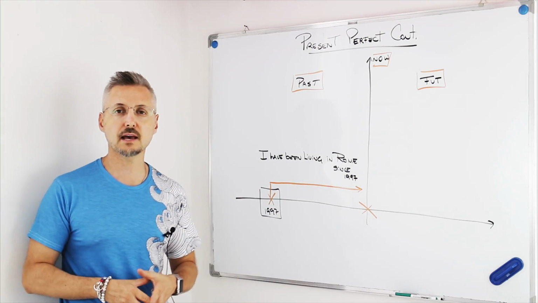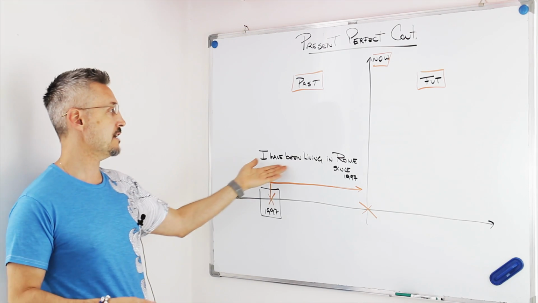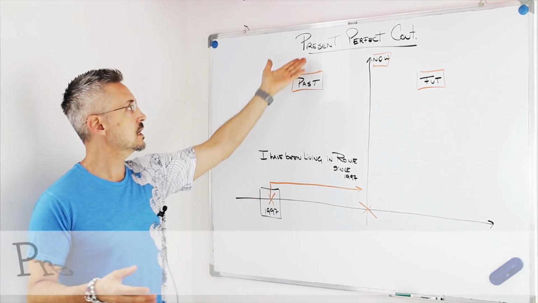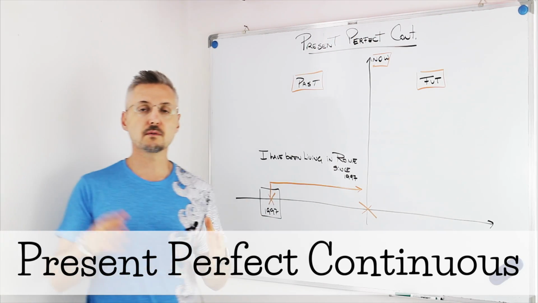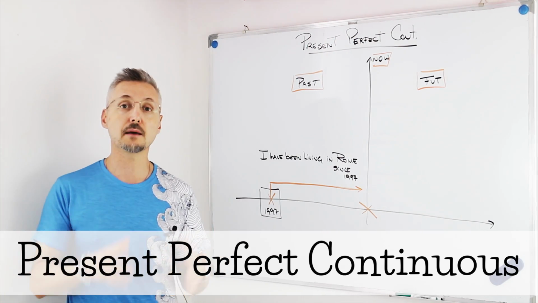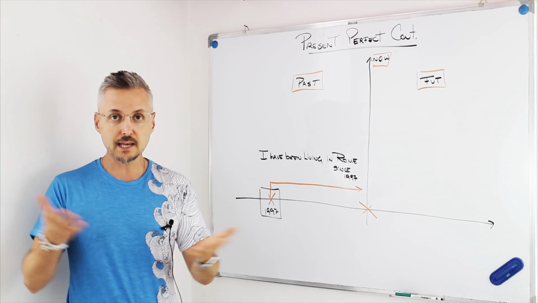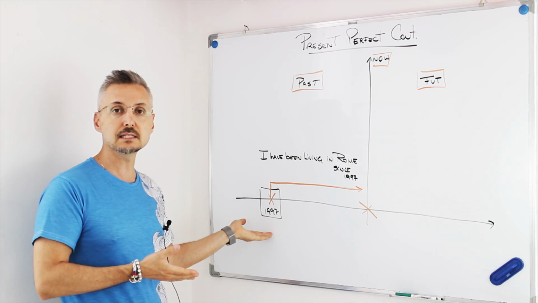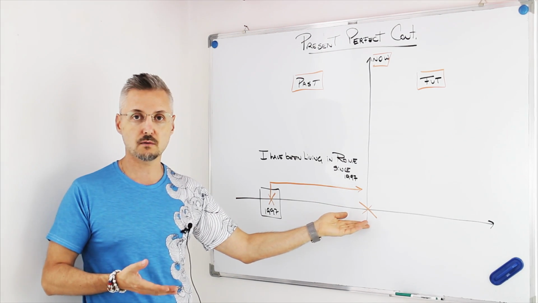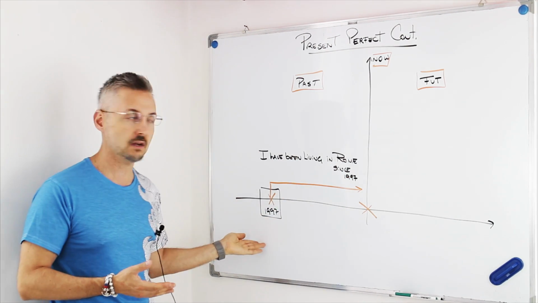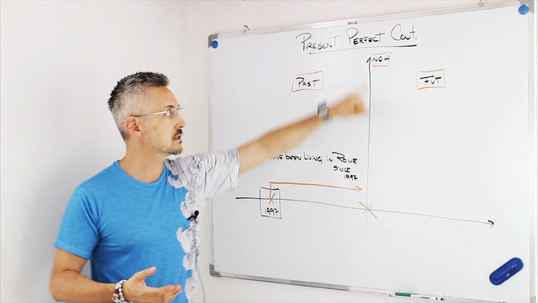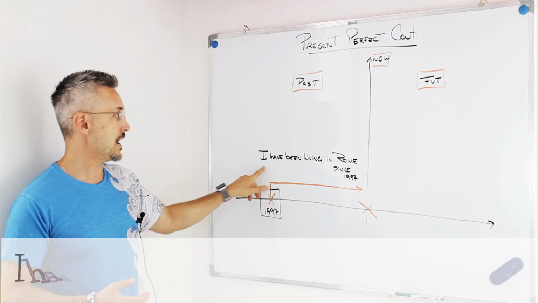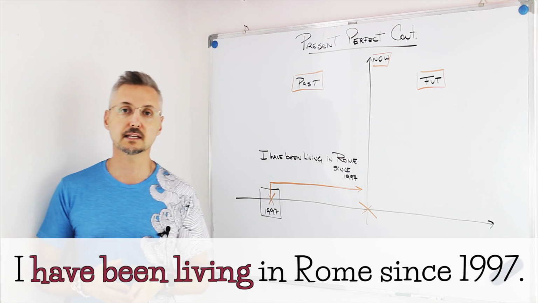For our final example, I said, I have been living in Rome since 1997. In this case, I used the present perfect continuous. Remember that the present perfect is a past and a present. Like in my example, obviously. So, something that started in 1997 and continues up to now. Like in my timeline, okay? So you can see the cross now and the cross in 1997. I have been living in Rome since 1997.